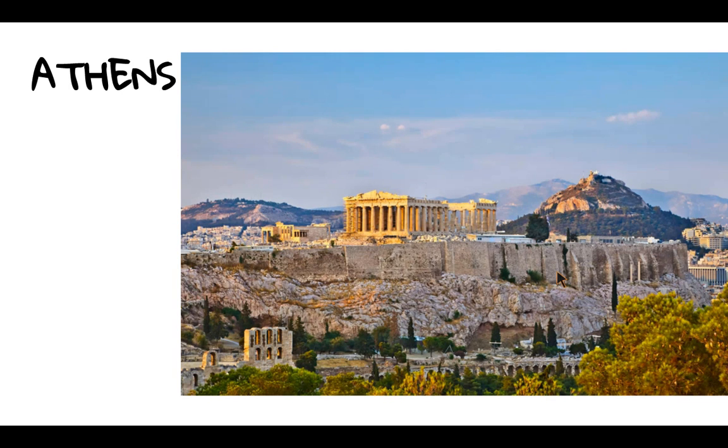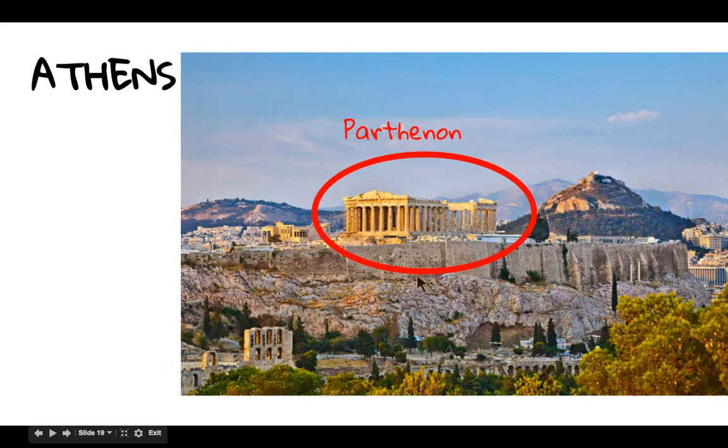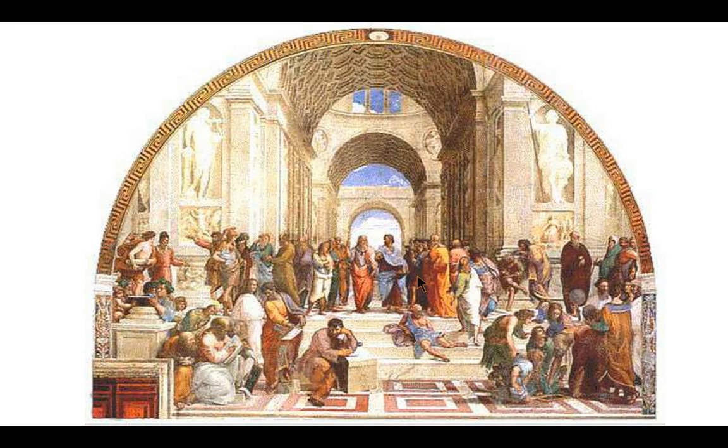Athens became known as a center for education and culture. Athens is known for its architecture with pillars or columns. The Parthenon is a famous temple to the goddess Athena. Athenians are also known for the study of philosophy. Famous philosophers like Socrates and Aristotle discussed politics and taught people to question everything.